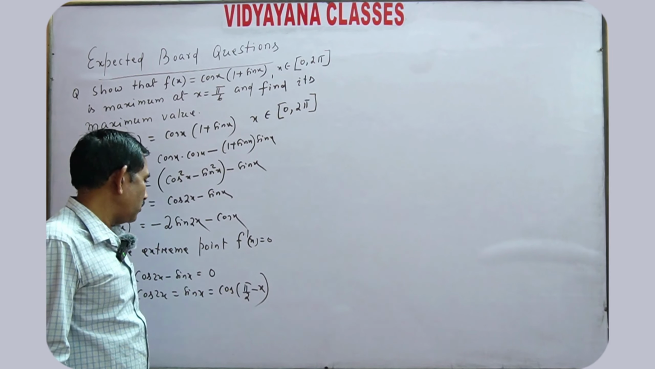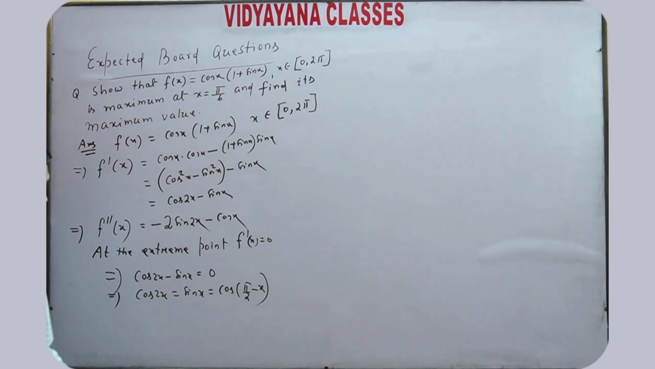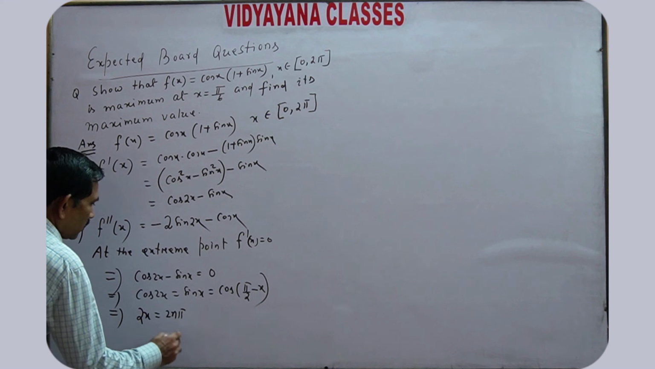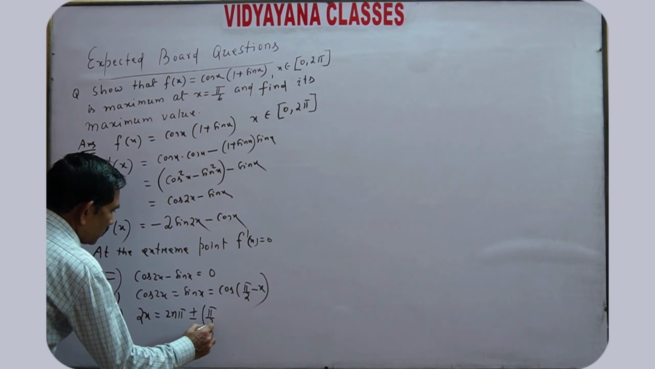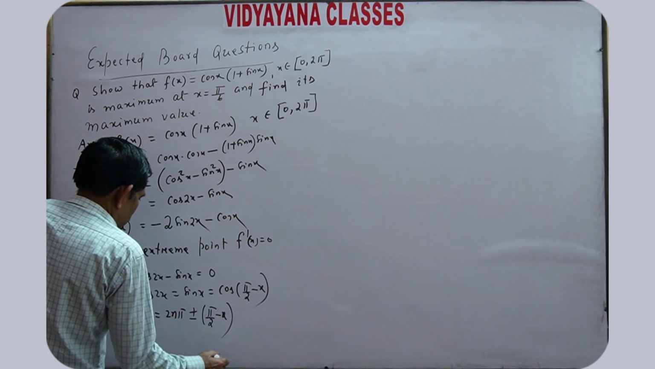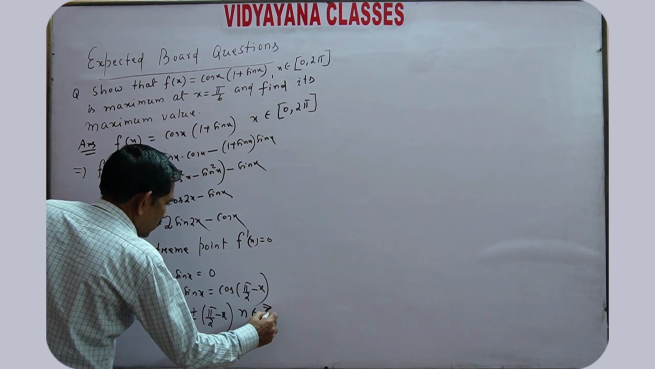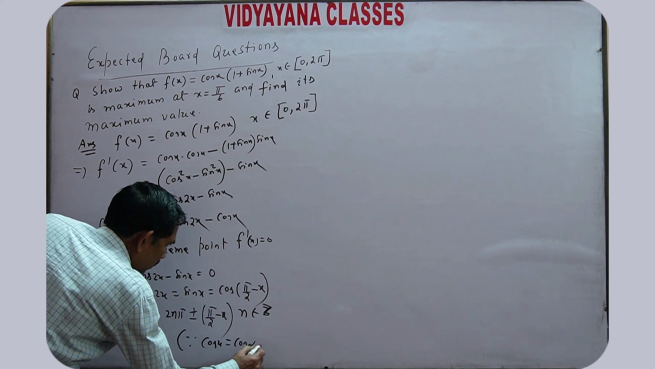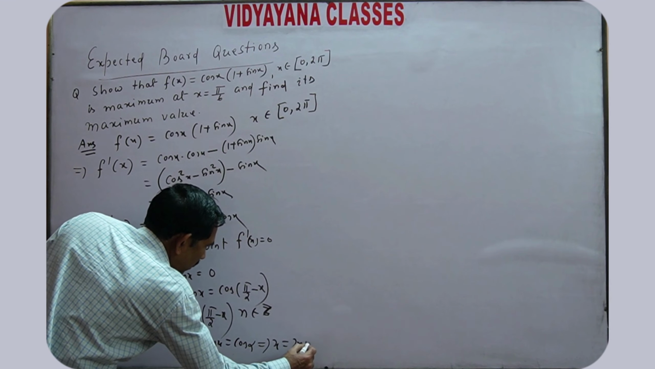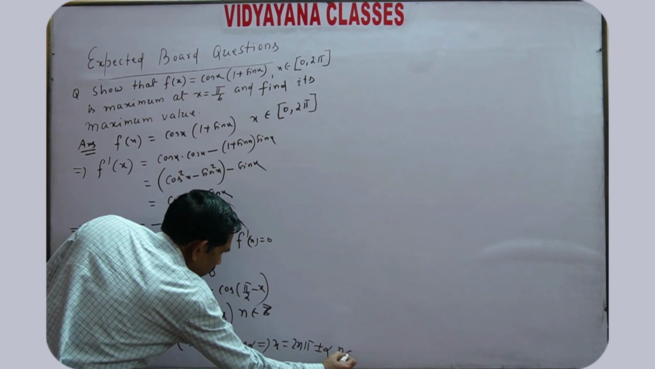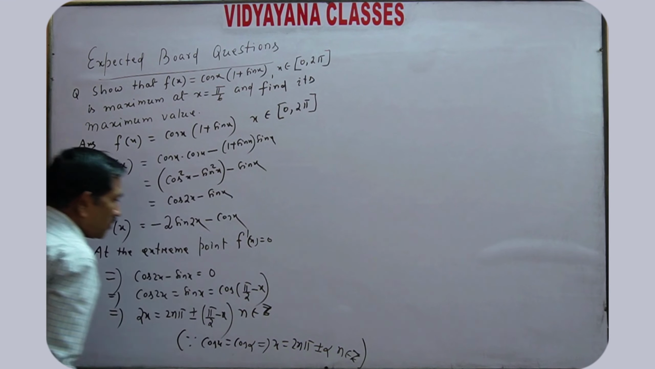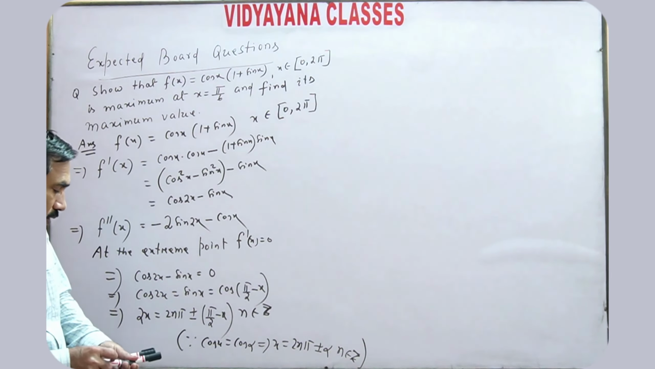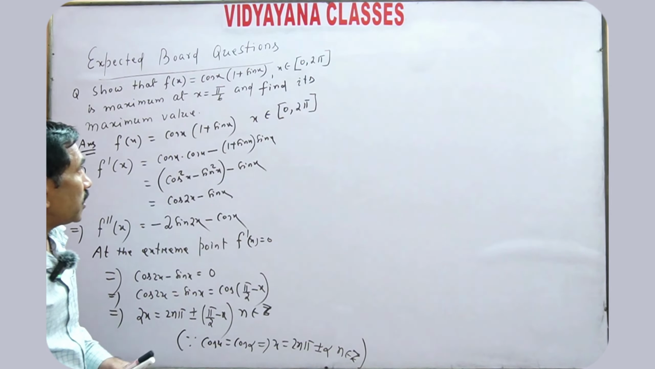Cos of (90 minus theta) is equal to sin theta, which implies 2x is equal to 2n pi plus or minus (pi by 2 minus x), n belongs to the set Z, since cos x is equal to cos alpha implies x equal to 2n pi plus or minus alpha, n belongs to the set Z. Clear? Clear? Okay.